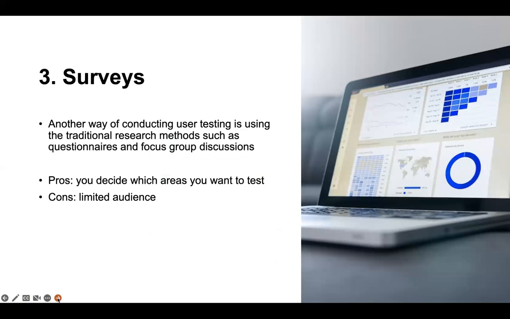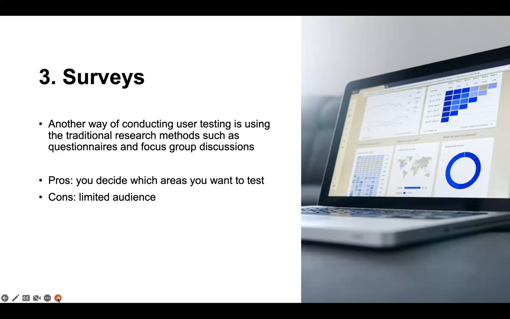Qaabka saddexaad oo userska loo applicationka loo test garan karo waa inaad survey-ga caadiga samaysid. We all know how to do surveys. Waa form baa samaynaysaa, questionnaire diyaarinaysaa, focus group discussion baa samaynaysaa, and then you collect the feedback from these people. Another way to conduct user testing is using the traditional research methods such as questionnaires and focus group discussions. You capture their feedback and then you use this feedback to improve your product.